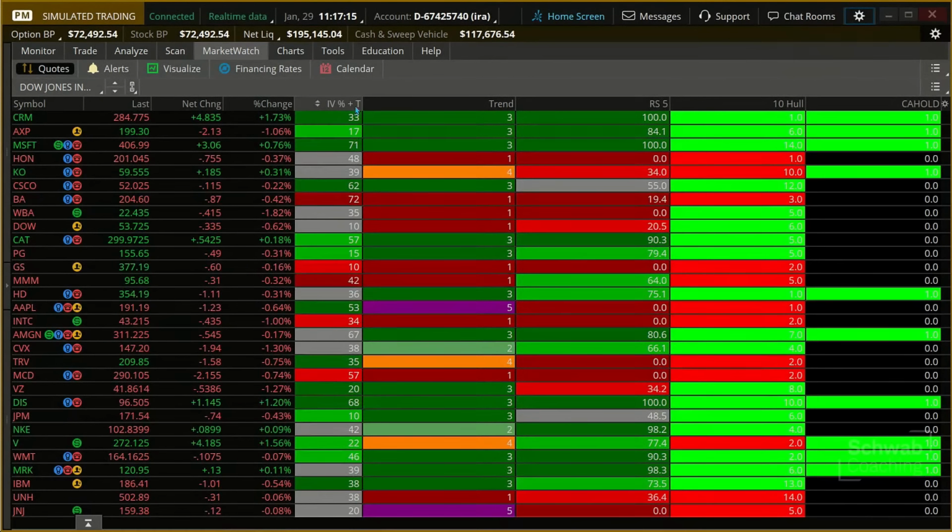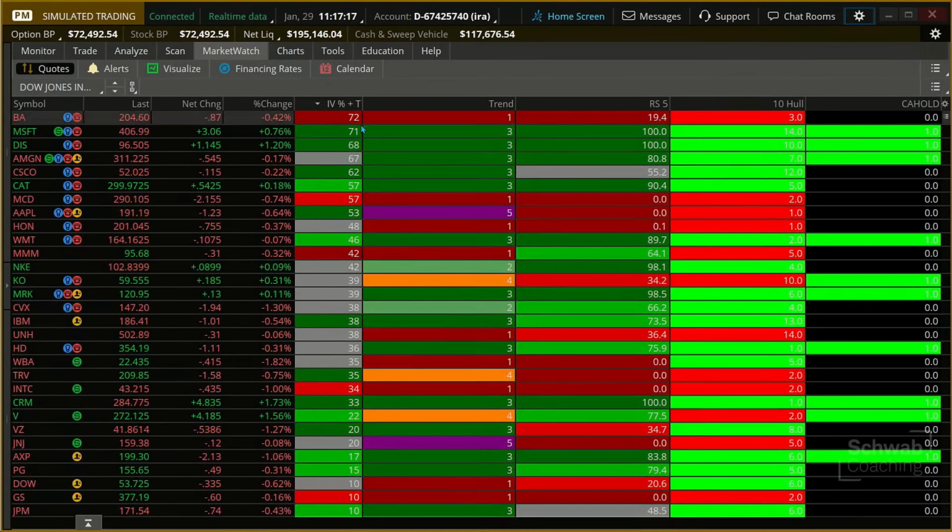Now, I want you to take a look at this. If we look at some of the stocks that have high IV, of course, Boeing has been pretty high. It's gone down a lot. There's been some issues, of course. 72.